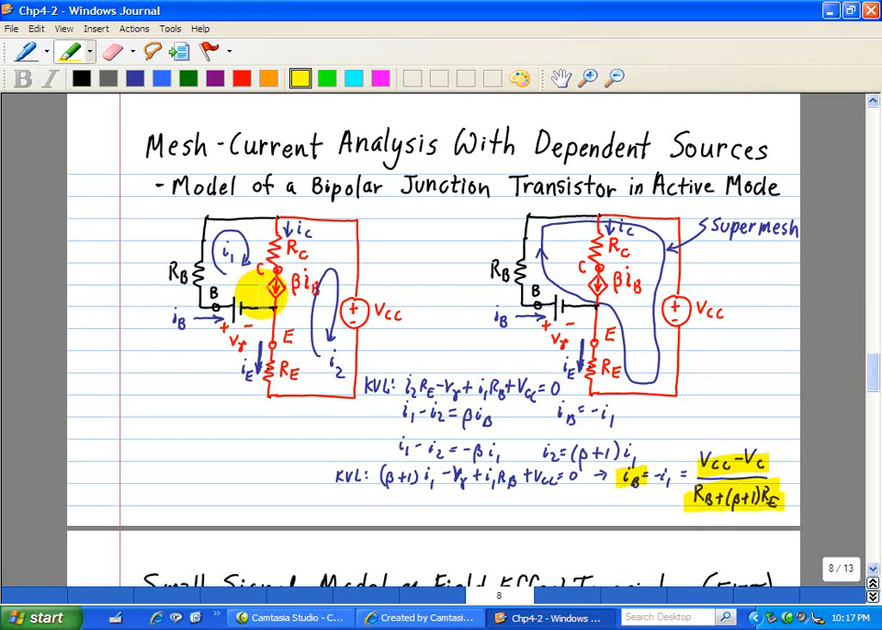Again, this is just a model for a bipolar junction transistor, and we'll discuss this in later videos about bipolar junction transistors.